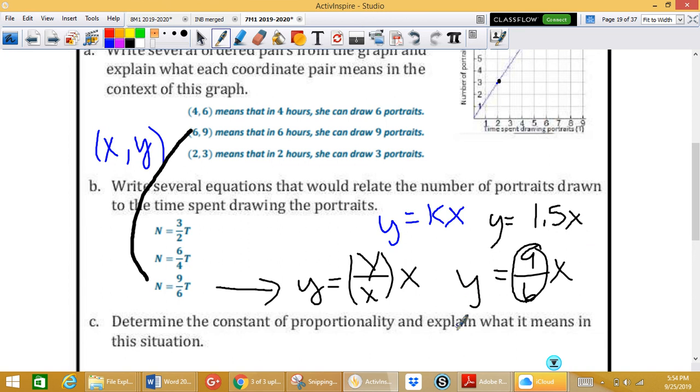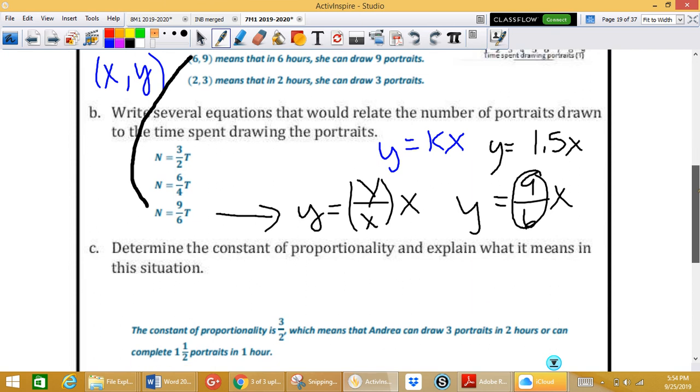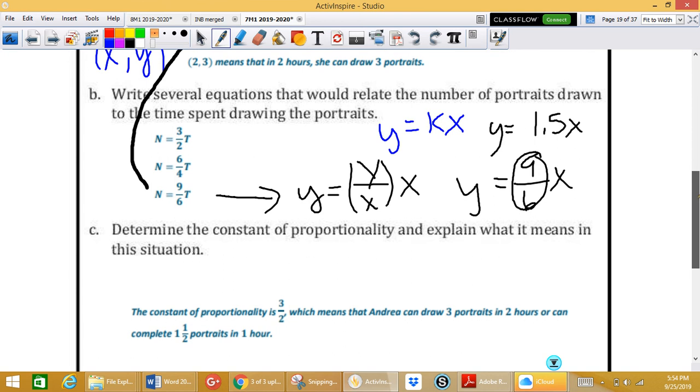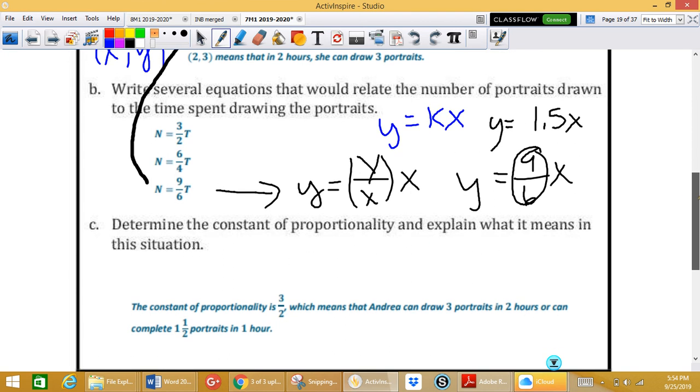Determine the constant of proportionality and explain what it means in the situation. The constant of proportionality is 3 over 2, which means that Andrea can draw 3 portraits in 2 hours, or can complete 1.5 portraits in an hour.